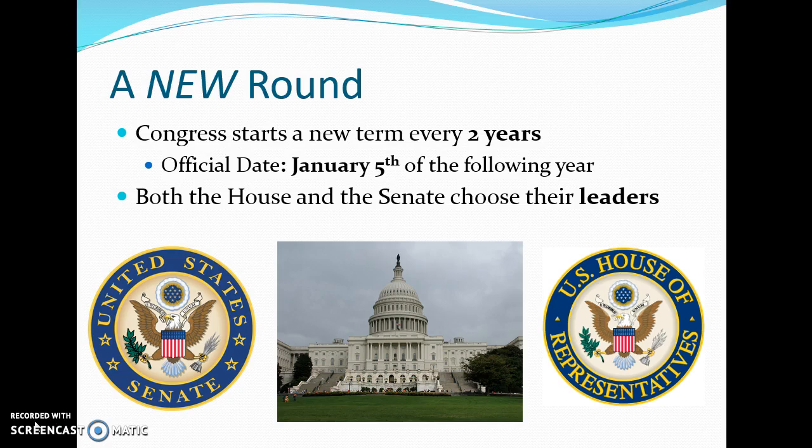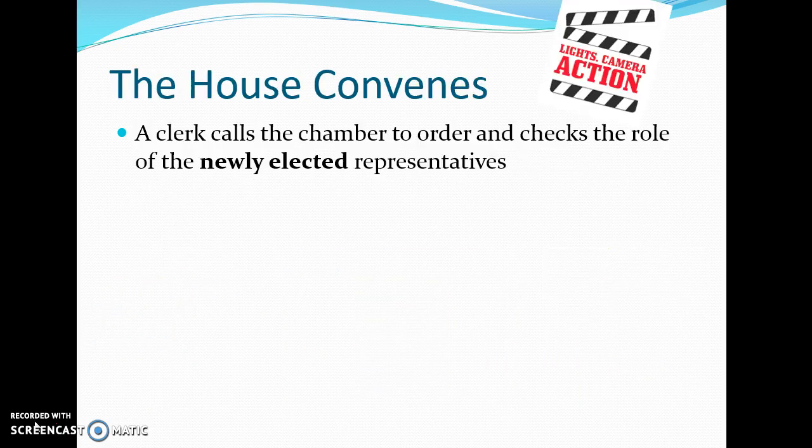Congress is organized a little bit differently than the other two branches. The executive branch is pretty much just the president, and then anybody he says is in his cabinet. The judicial branch is the Supreme Court. The legislative branch makes laws, and so they have the most complicated system. Congress starts a new term every 2 years. January 5th is when it officially starts. Both the House and the Senate pick their leaders.